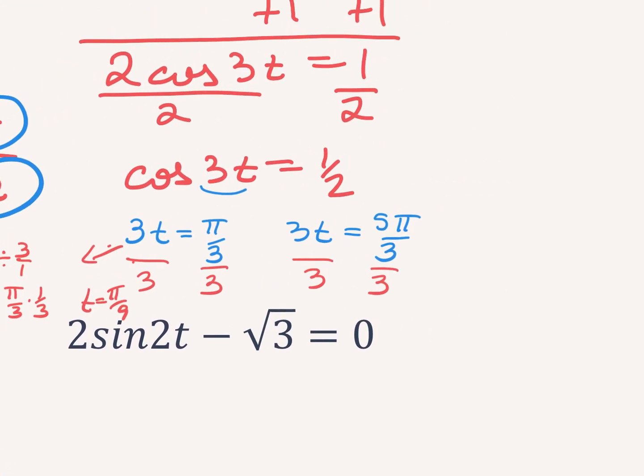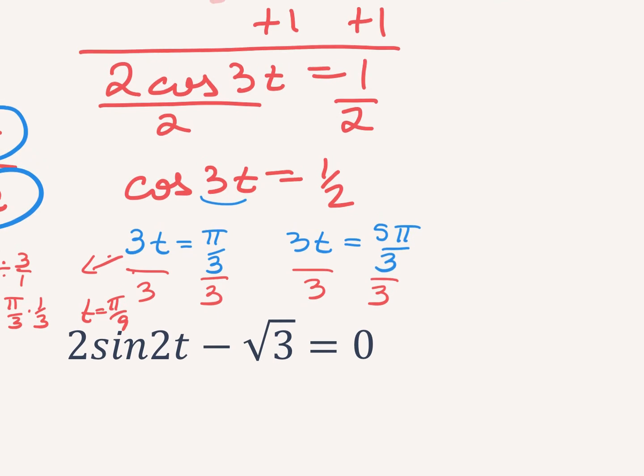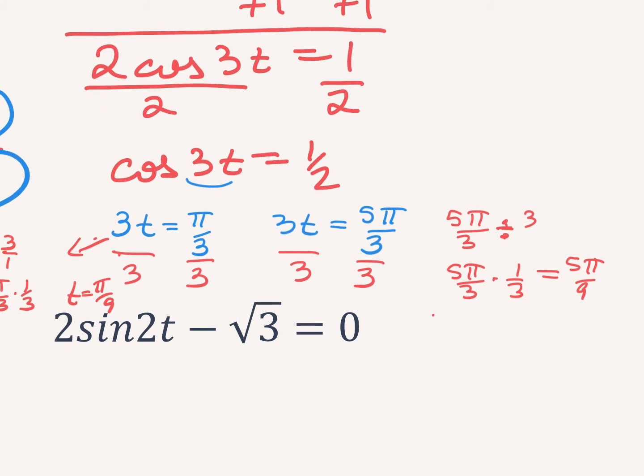Over here, you're going to do the same thing. It's 5 pi over 3 divided by 3. Keep, flip, change it. And it's 5 pi over 9. So the only thing you do with that coefficient in front of your variable is at the end, divide your final answer, your angle, by it. So the two answers here are t equals pi over 9 and t equals 5 pi over 9.